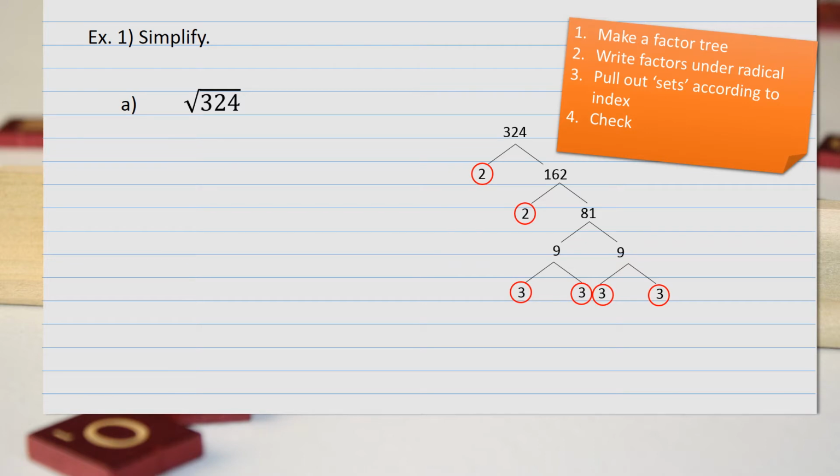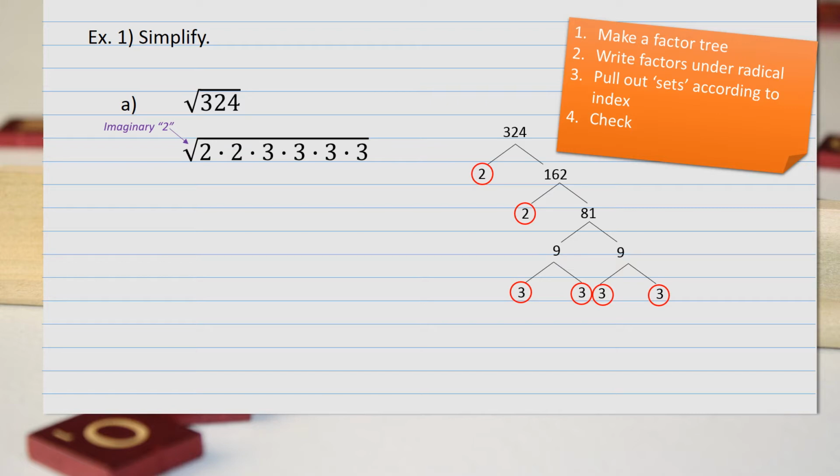Step 2 says to write the factors under the radical. You do want to take the time to group them up. So put the 2's with other 2's and the 3's with other 3's. That's all for step 2. Now step 3 says pull out sets according to the index, that little number that lives in that crack. Do you see a number there? What number is understood to be there? Well, if you do not see a number there, we read it as a square root, which means there is an imaginary 2.